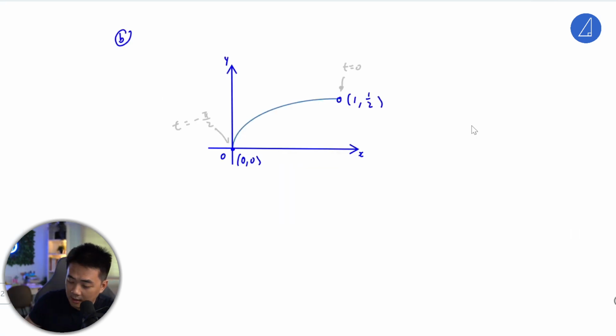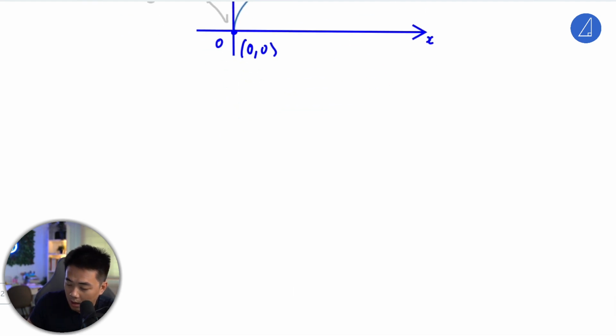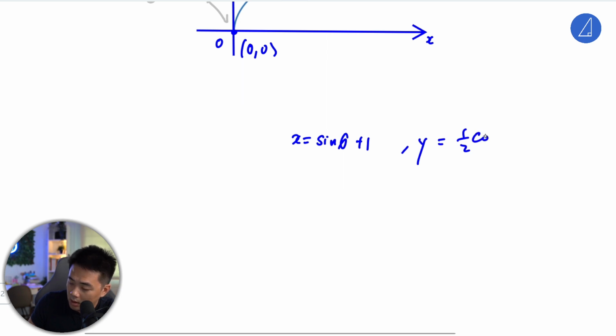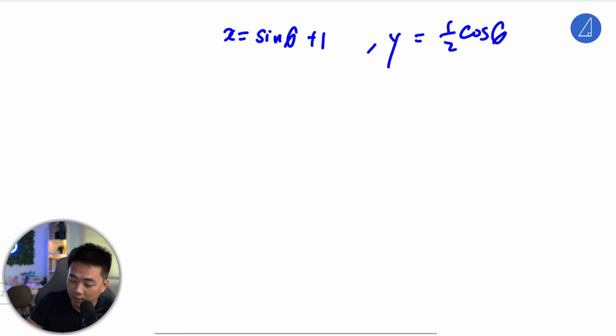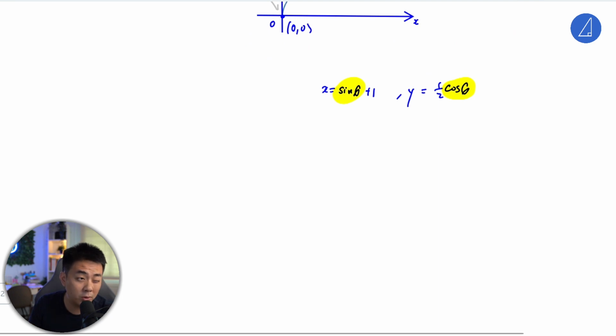parameters. So once done, we need to change to the Cartesian form. To find the Cartesian form, we need to get rid of theta. We need to get rid of the parameter. So in this case, trigo is very common. When we find trigo, we try and relate the two trigo ratios. Relating these two trigo ratios is important so that we can get rid of it.